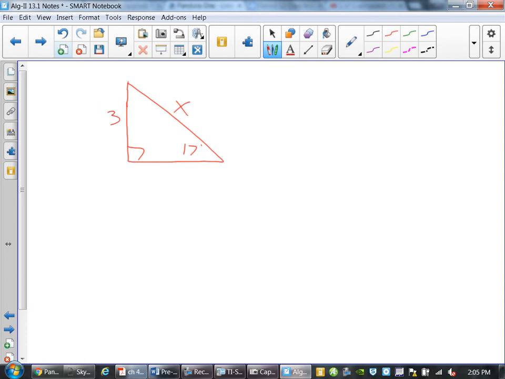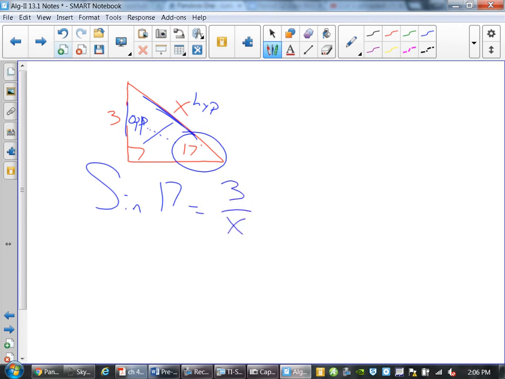What trig function are you going to use to solve for that? Wait, it's sine. Never mind. Remember, you always start at your angle to know your location. Draw what's across from you, so that's your opposite. And this has to be the hypotenuse. So you have the sine of 17 is 3 over x.